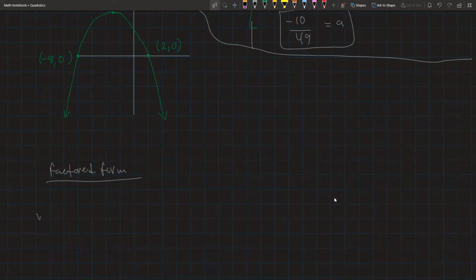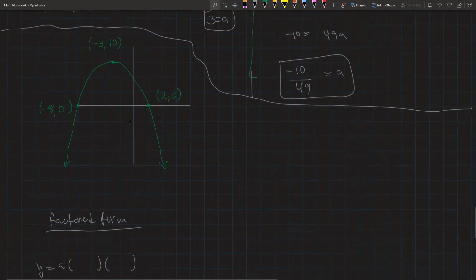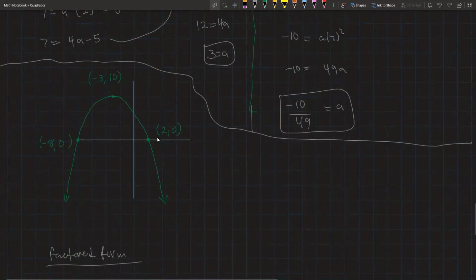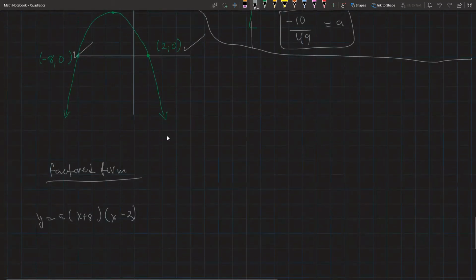That means that we have y equals a times something. And this one I couldn't do in my head. That's the beautiful part about it, because the y-intercept's not given. The other ones I was able to. Y equals a times something. We have x plus 8. I'm not going to explain that to you, because if you need me to do that, you're in trouble. And then x minus 2. Check. We already used those two. Now we've got to use x and y. Y is 10. X is negative 3.